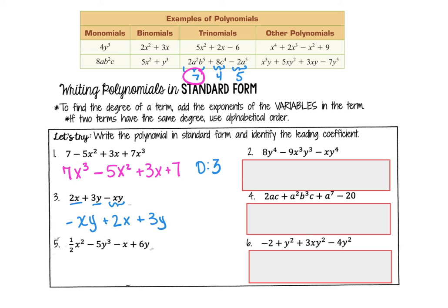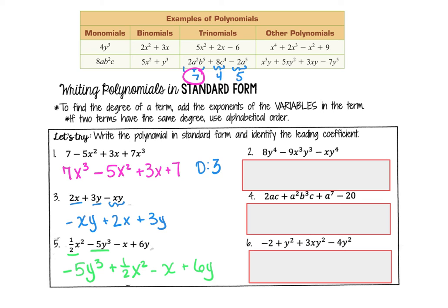All right, let's look at this last one. What's my highest exponent here? My highest degree is actually the 5y cubed, right? So I'm actually going to put that one first. You notice I put the negative there. What's my next degree? The 1/2 x squared. That's going to go next. And then the negative x and the 6y have the same degree, so I'm going to list them alphabetically.